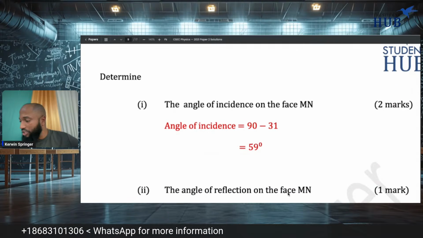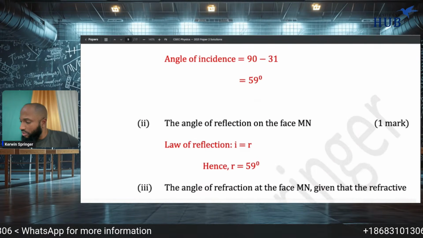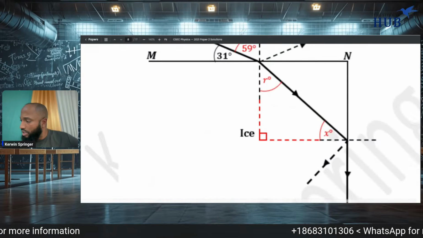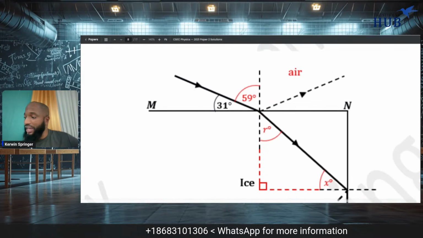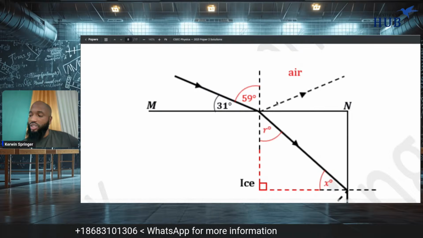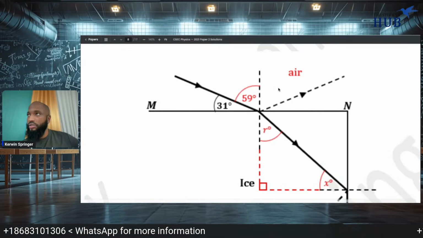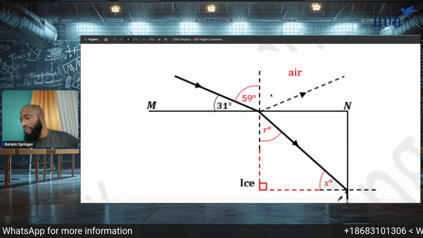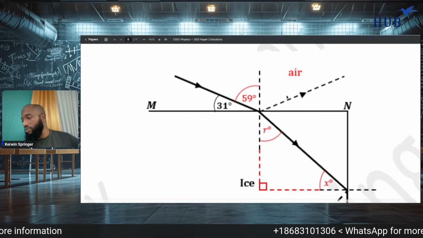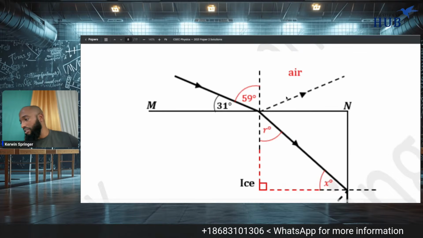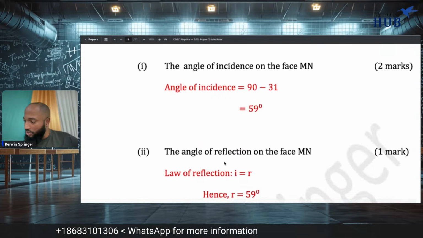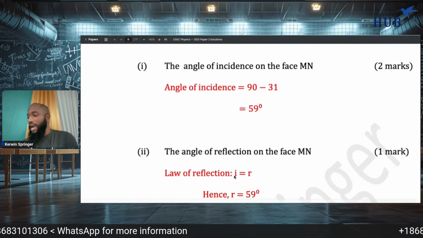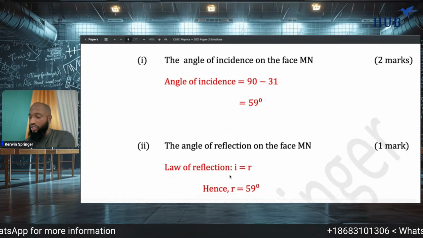Then what was next? The angle of reflection on the face MN. The angle of reflection will have to be equal, so the angle of reflection here would be 59 as well. Not R, this angle. We're only dealing with reflection right now: angle of reflection on the face MN, I is equal to R according to the law of reflection, right?